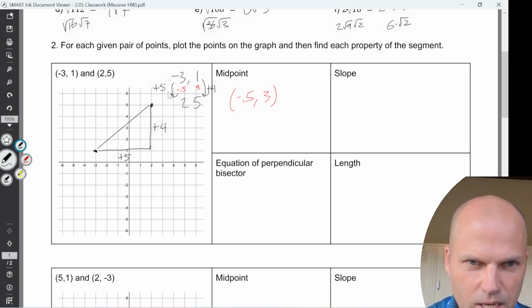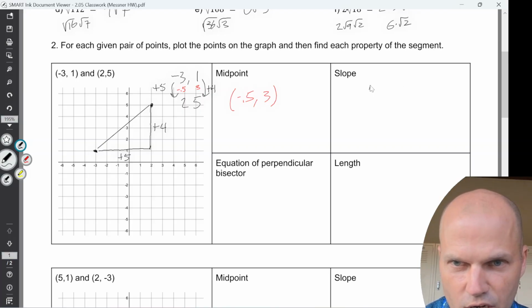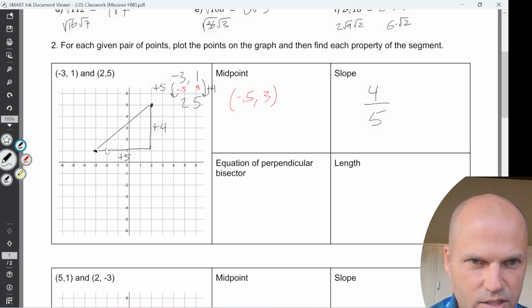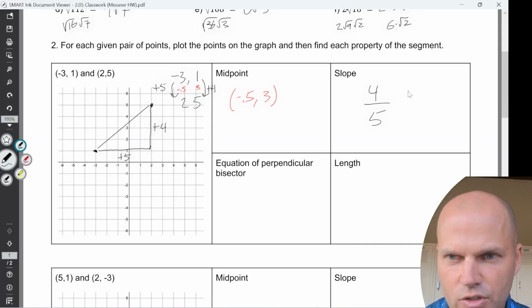I love putting the numbers on top of each other because it really gives us everything we need. Because the slope is the change in the y's over the change in the x. The 4's over the 5's. This is the y's per x's.